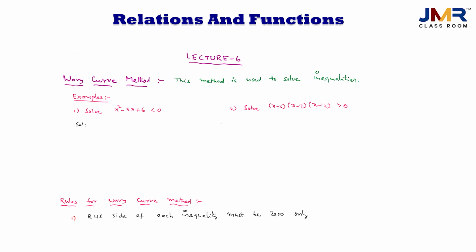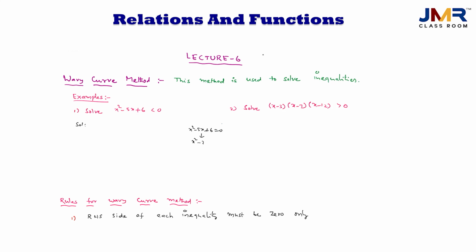I will discuss some examples first, then I will discuss the rules of the wavy curve method. Right? Example number 1. Solve the inequation x square minus 5x plus 6 less than 0. What is the solution set for x square minus 5x plus 6 less than 0? If x square minus 5x plus 6 equals 0, this is an equality; this is an inequality. Equality means easy to find. First of all, factorize this one.